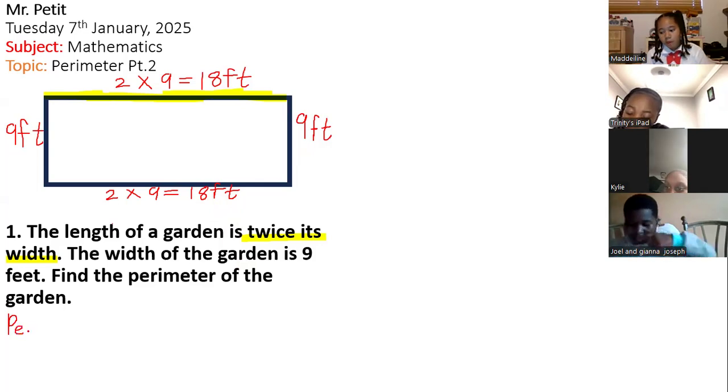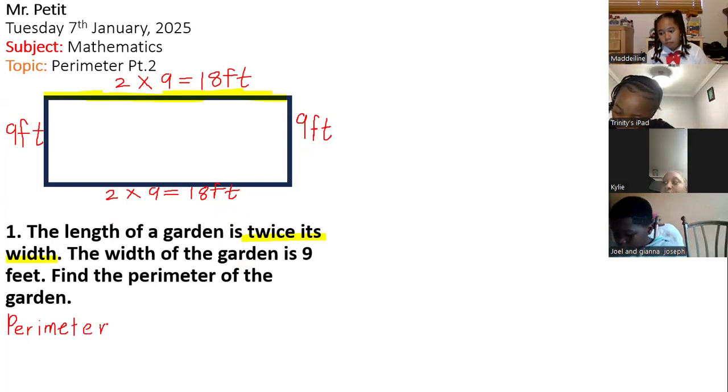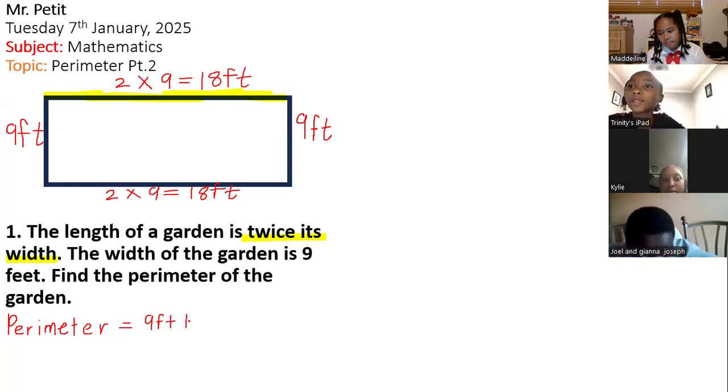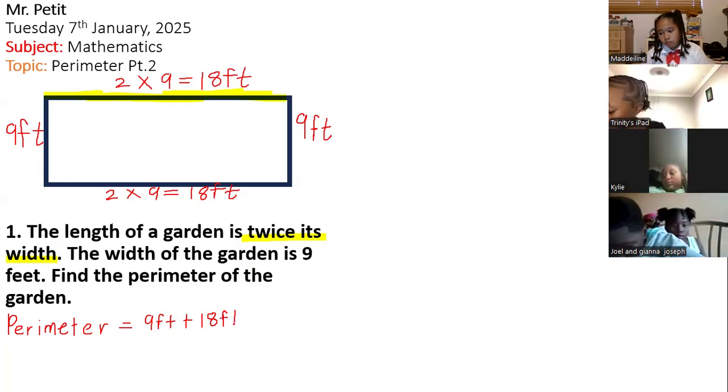Perimeter. So the perimeter is going to be equal to 9 feet. I got 54. About 54, okay. I got 54 too. 54, y'all add that fast. I got 54. I did that in my head. Wow.